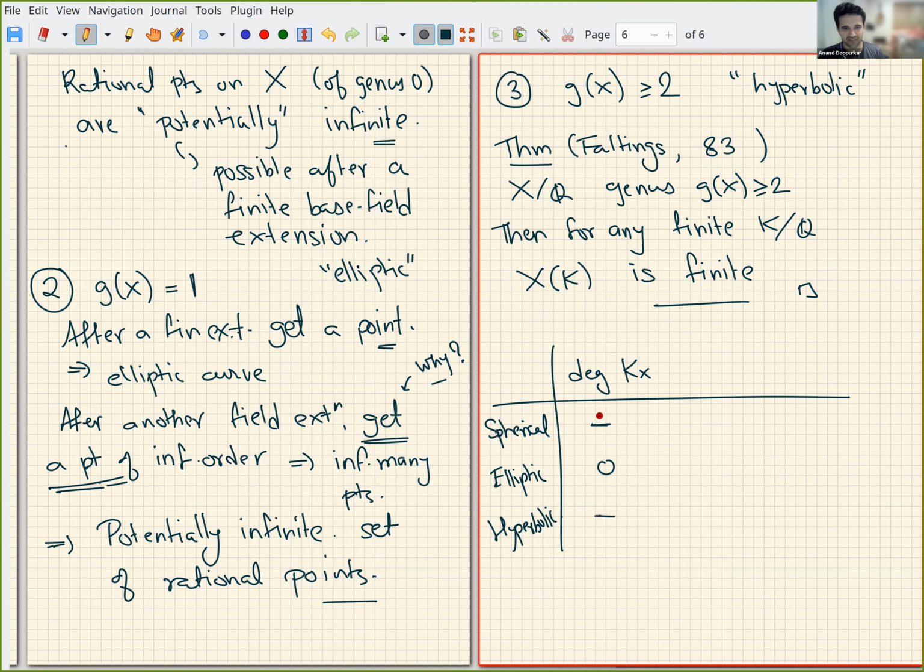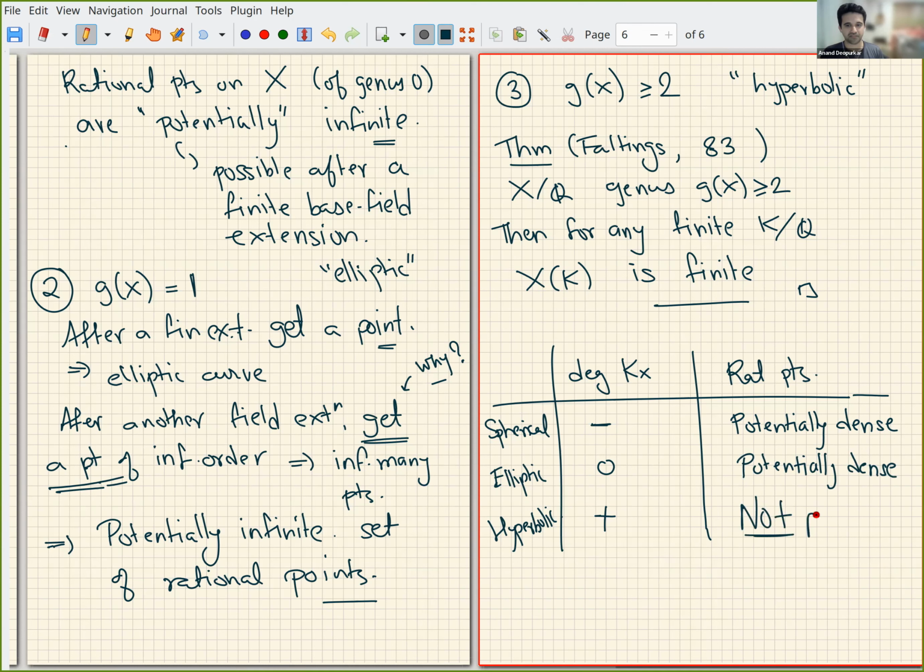And it has implications on rational points. In the first 2 cases, you get potentially dense, because that's what's expected to generalize. But these are curves, so dense here means in the Zariski topology. And for curves, dense is the same as infinite, because the only strict closed subsets are the finite sets. So in the first 2 cases, we have potential density. And here we have not potentially dense.